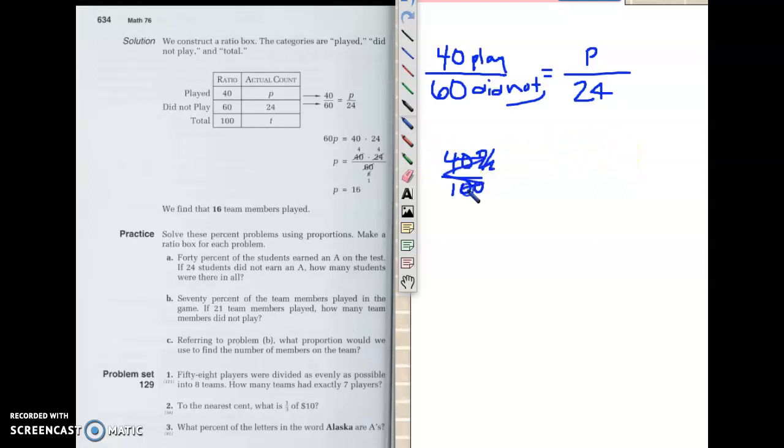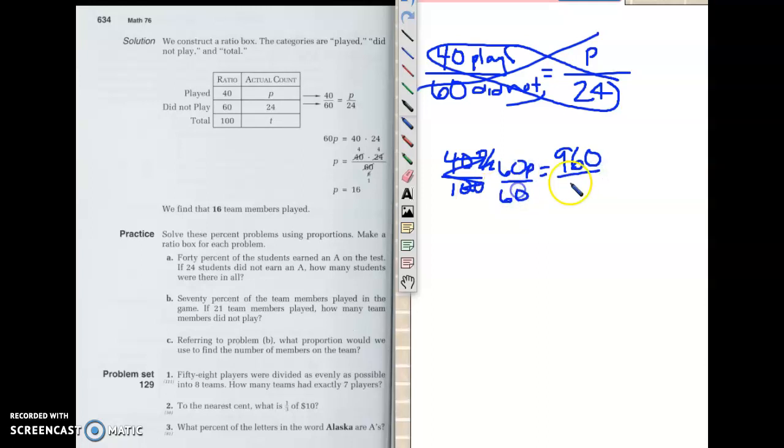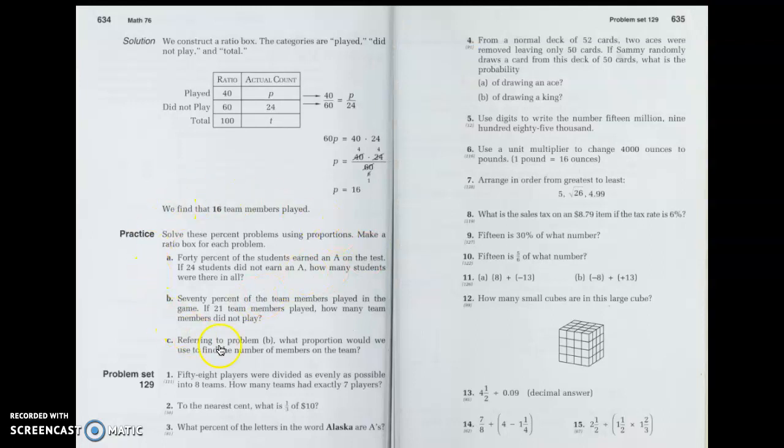So now we're just going to go ahead and cross multiply 40 times 24, and 40 times 24 is going to be 960. 60 times p is equal to 60p. Sorry, this is so sloppy. We're going to divide both sides by 60, and you get p is equal to 16. And so what that means is that out of the 24 players who did not play, 16 did play.